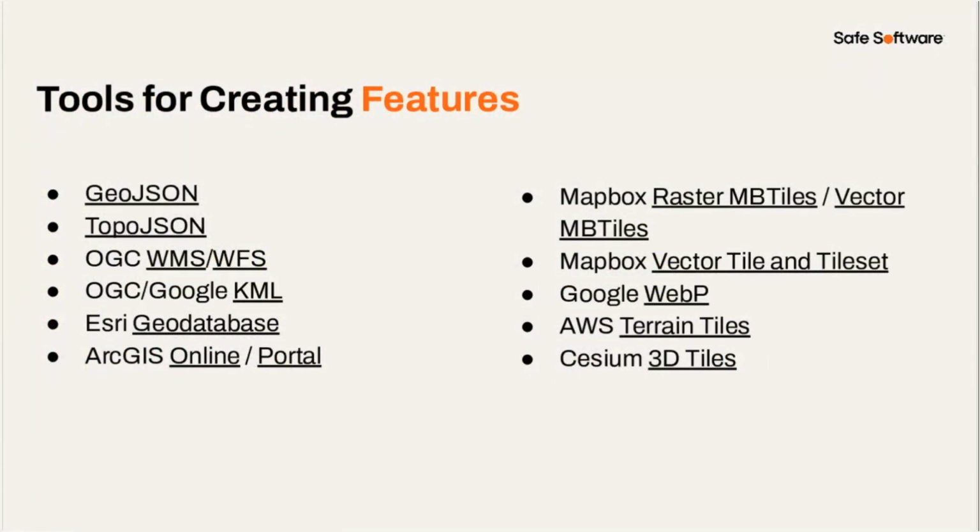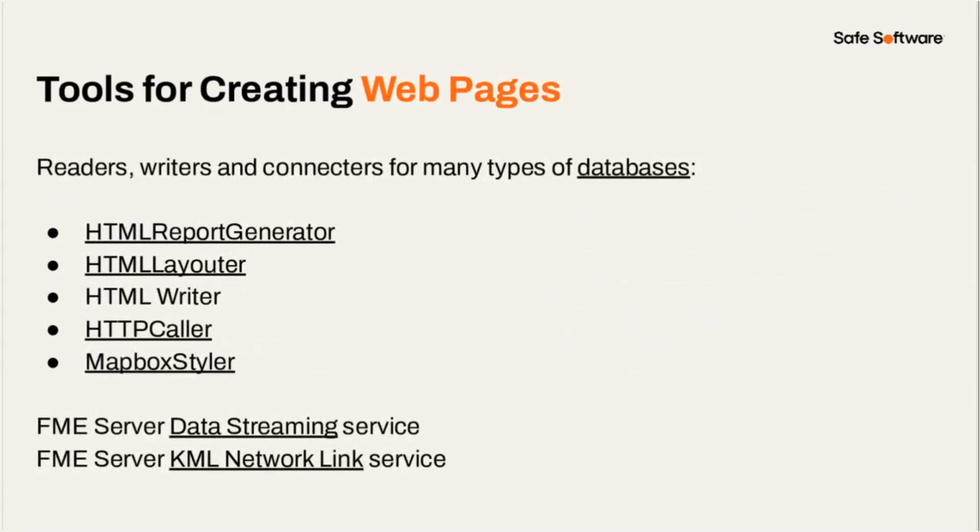FME has a wide range of tools for creating features that will help you create your own web map. These are just a few examples of these amazing tools. GeoJSON is a popular one, and we are going to see that in the next section during a demo. Not only is FME great for creating features, but it also has many tools for creating web pages. Here are some examples, the HTML report generator being a popular choice. We'll also see this in the next section during the demo.